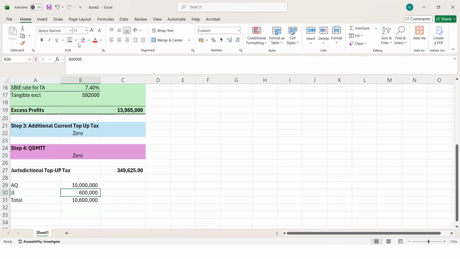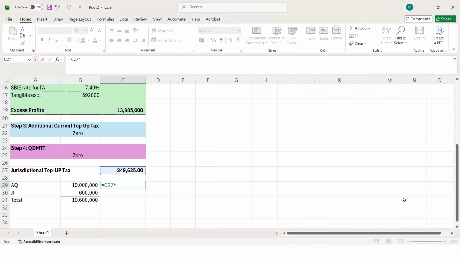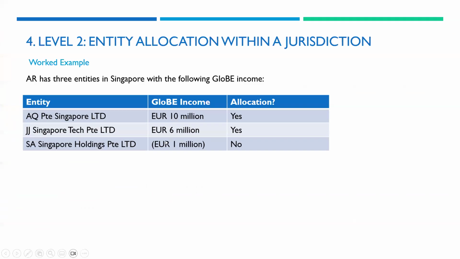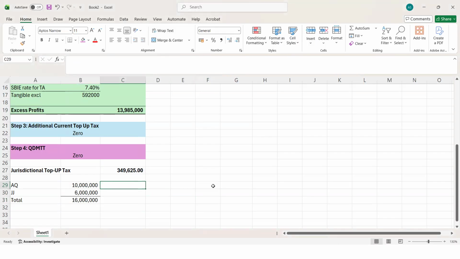On the basis of that, I would divide. So for AQ, how much will we get? So it's going to be 349 into 1 second. This is not 600,000. This is 6 million. Yeah, 6 million. So based on this, we will divide out of 349. How much is the top up tax attributing to AQ, which is in the same jurisdiction? It is 10 million divided by 16 million.